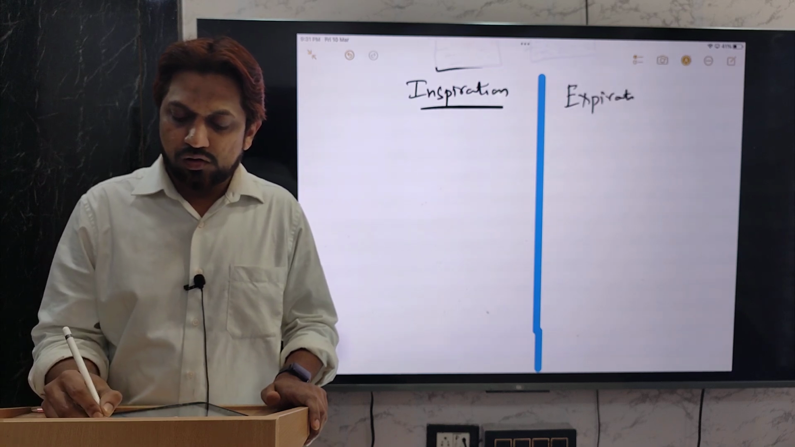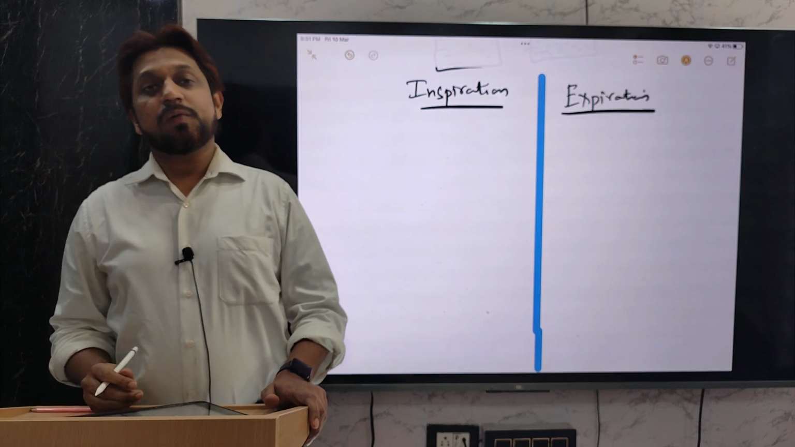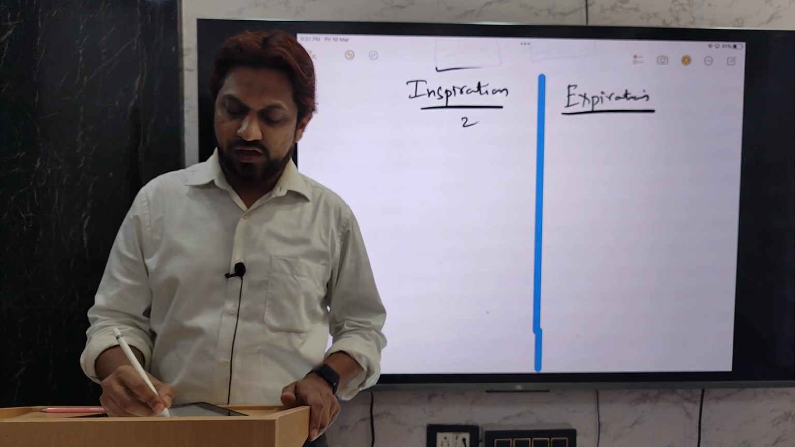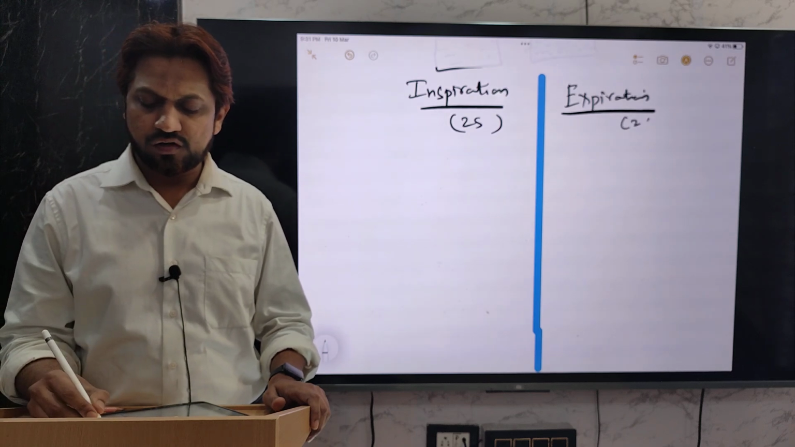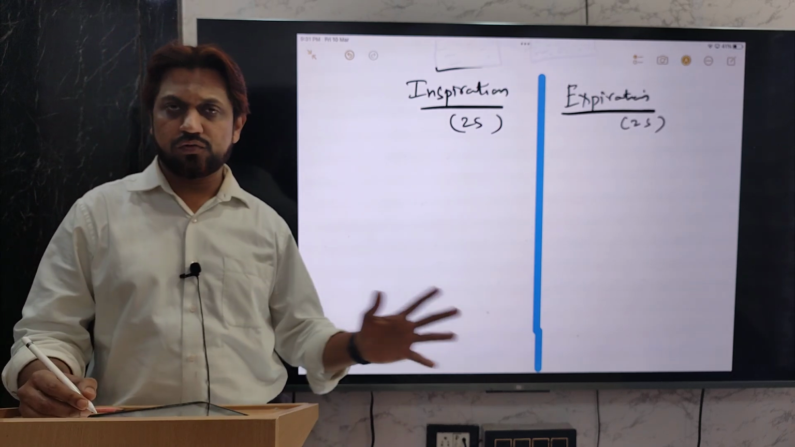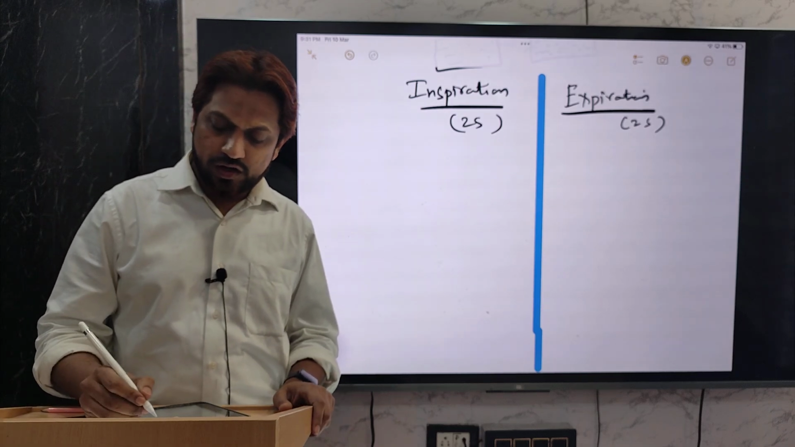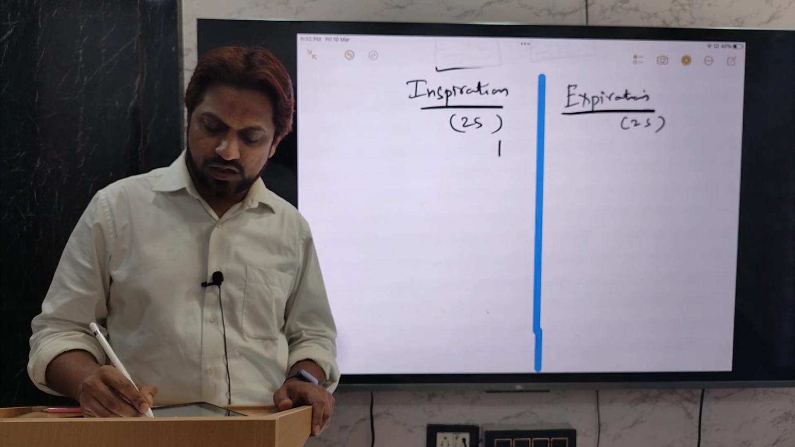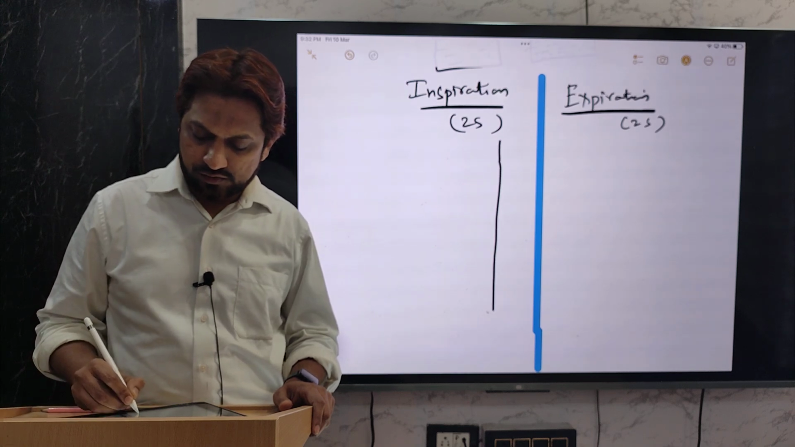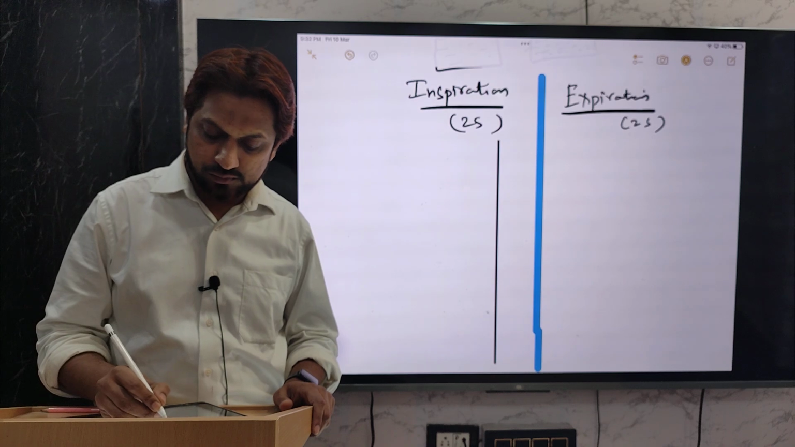Now what is the duration of inspiration? It is around 2 seconds. What is the duration of expiration? Again 2 to 3 seconds, or just for the sake of understanding we'll take it as 2 seconds. Now again we'll draw a graph here. We'll draw time limits, that is, vertical lines. We will just draw 2 vertical lines here.